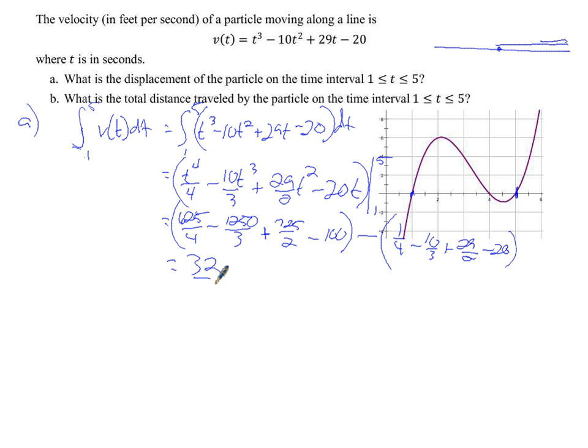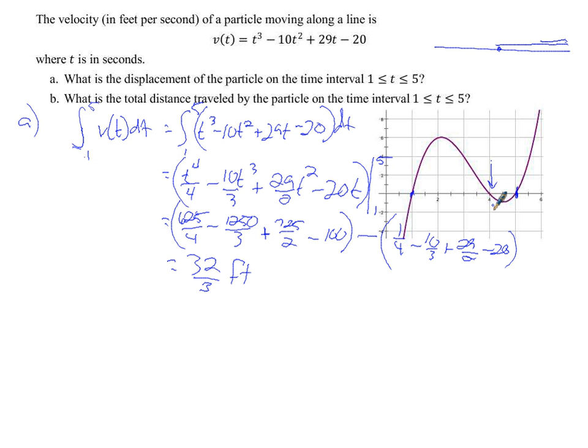So the answer is 32/3. And we have feet per second as our units here, so therefore it's 32/3 feet. That's the total displacement. That's how far I went from here to right there. That distance right there. It's not my total distance traveled. That's part B. So to do part B, we're going to have to figure out where we switch to a negative velocity. We need that point right there.